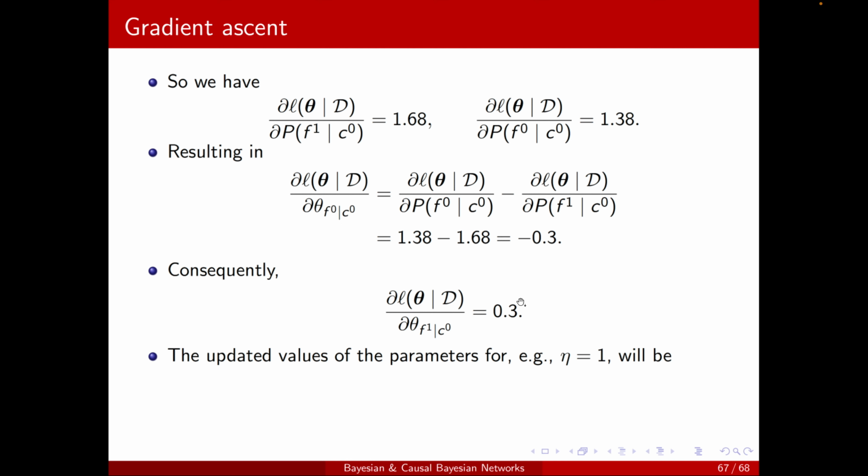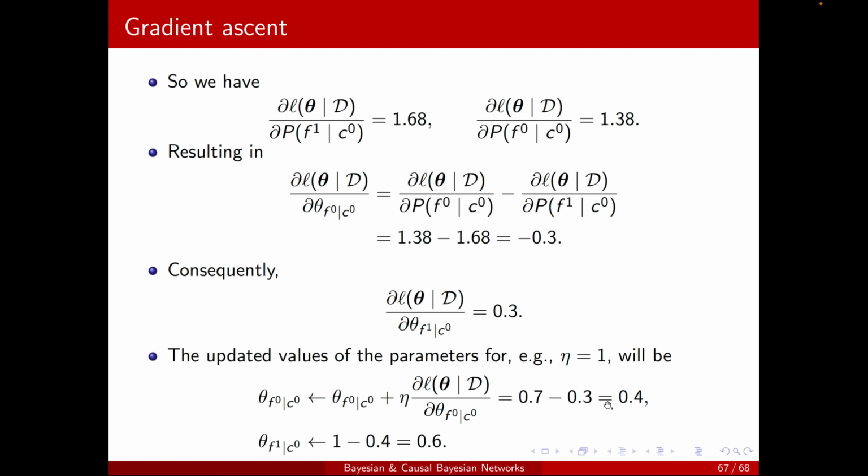So the updated values of my parameter, now I can calculate them for eta equal to 1, for example. Initially, theta of f0 and c0, this was 0.7. Now I got the gradient value of minus 0.3. For eta equal to 1, I will get the updated value of 0.4. And of course, the other one will be just 1 minus 0.4 because they add up to 1, so I will get 0.6. So you see that in this case, I even didn't need to calculate the gradient of the other. I could just update it using this rule.